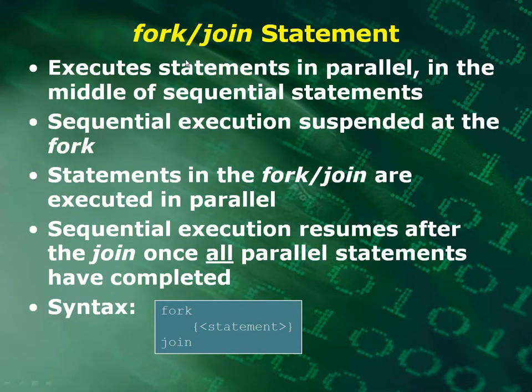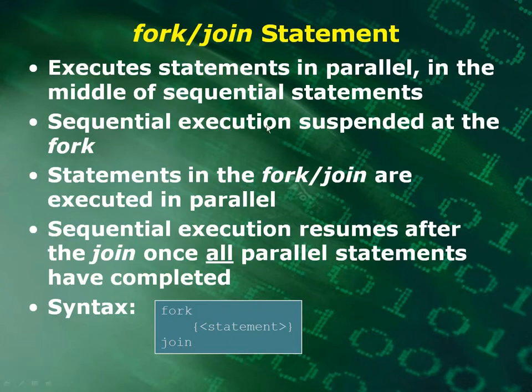So the fork join statement, let's look at the syntax. You have fork join, and then you have statements in here. So it executes statements in parallel in the middle of sequential statements. Let's say you had a dozen statements, all of those would be executing in parallel in this fork join block.